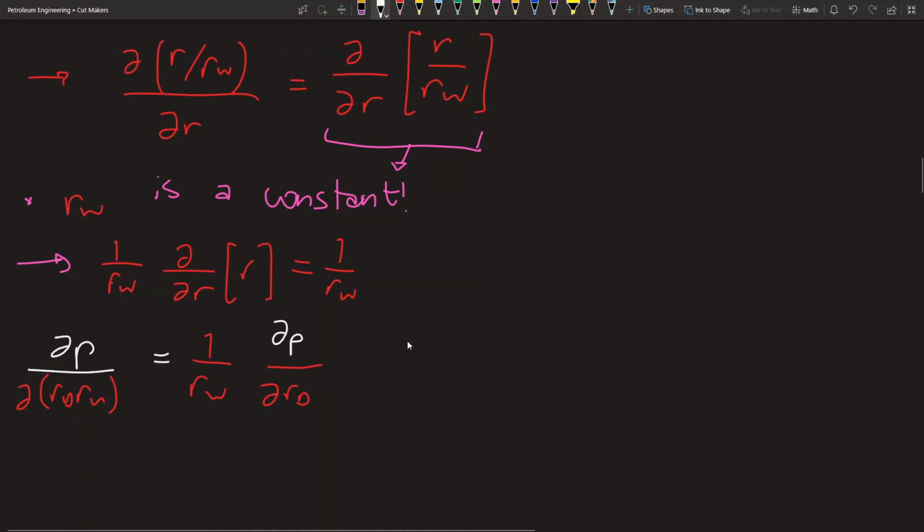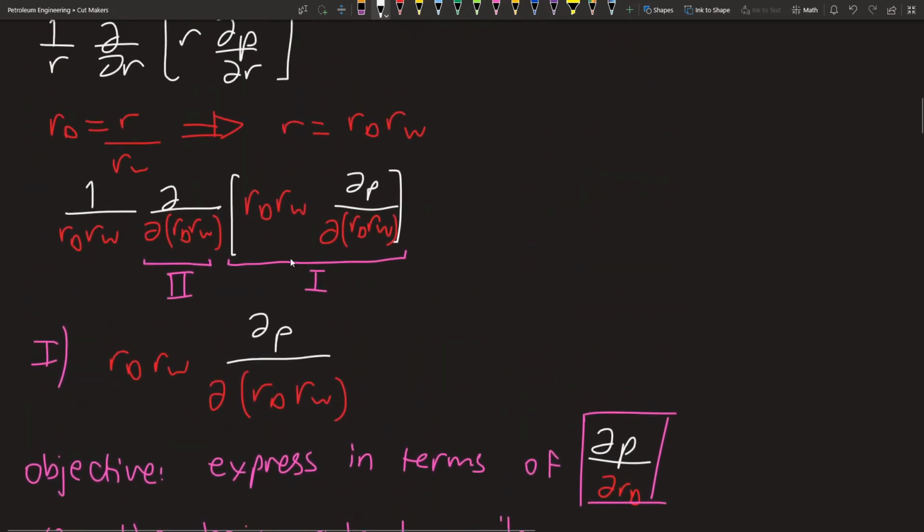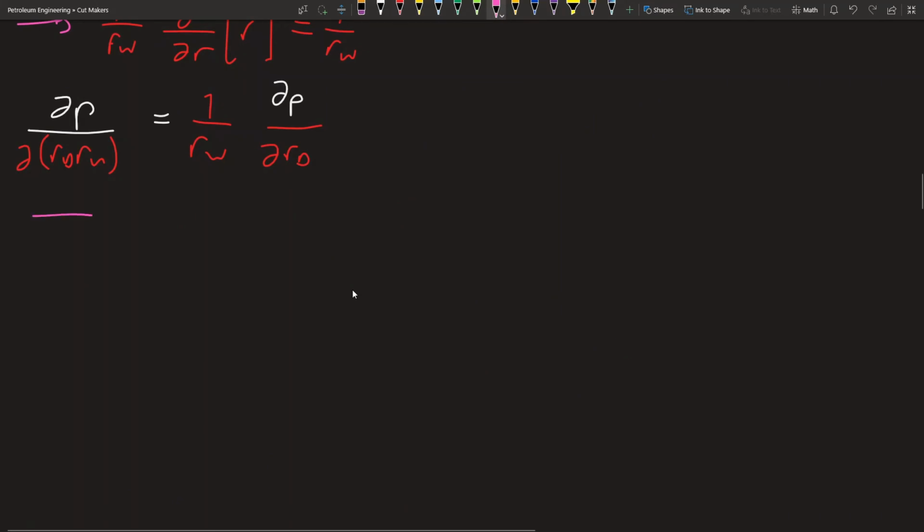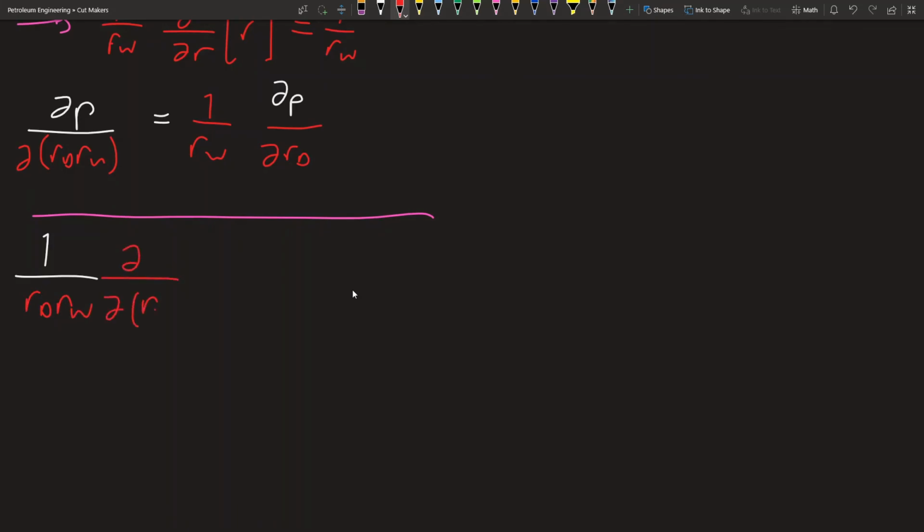Great, so let's go back up. We have just dealt with part 1 over here, and now let's deal with part 2. But first, let's summarize what we already have. What we have currently is 1 over R_D R_W, ∂ over ∂R_D R_W, and we have an R_D R_W in here, and we have a ∂R_D R_W here, and we have a ∂P in the top.